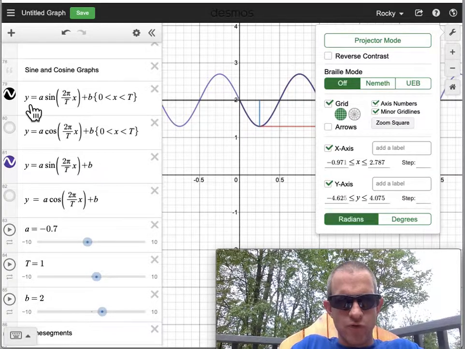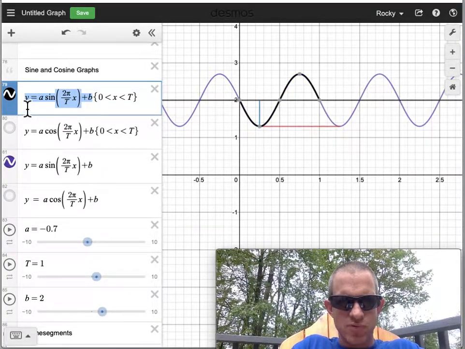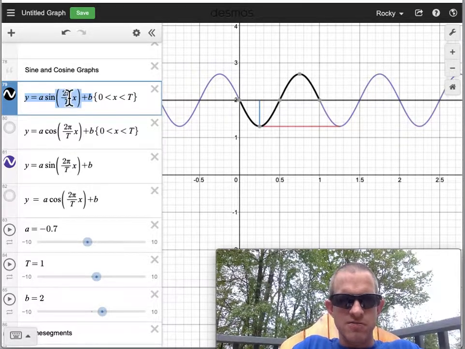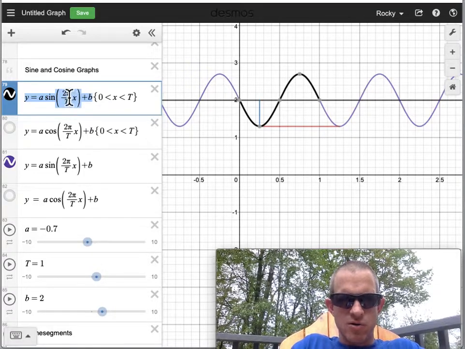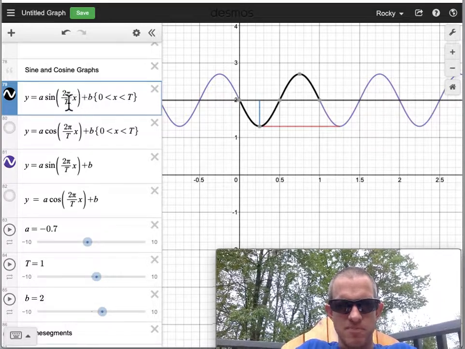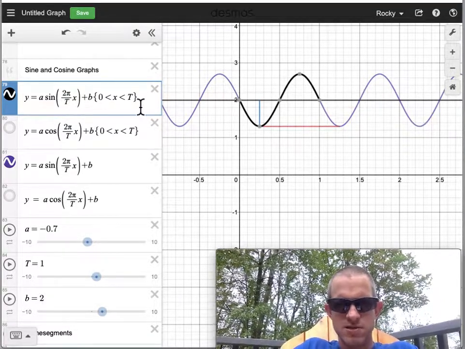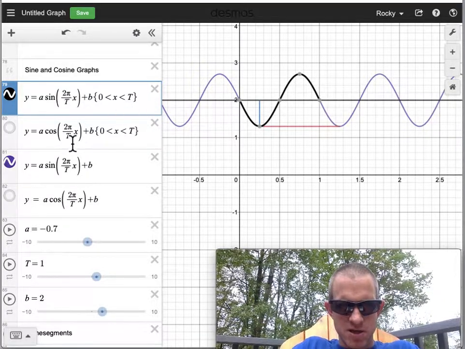So a good formula to remember or to memorize is this guy, y equals something sine of 2 pi over something x plus something. Or if you're in degrees, instead of 2 pi, that would be 360. That gives you control over the important features you need to typically control with this graph.